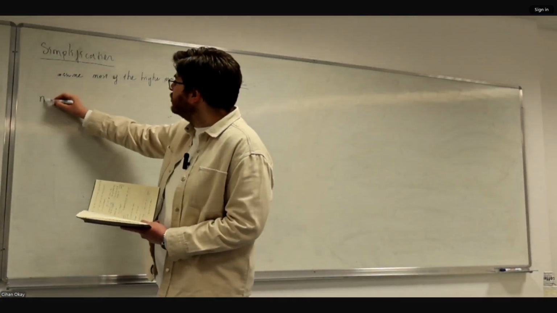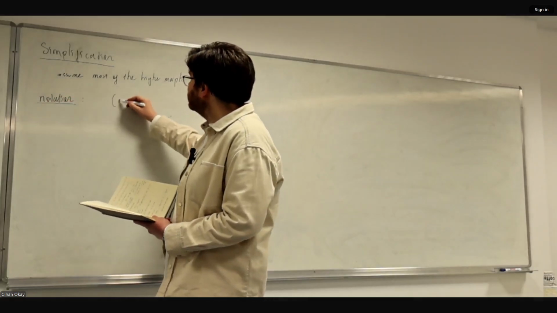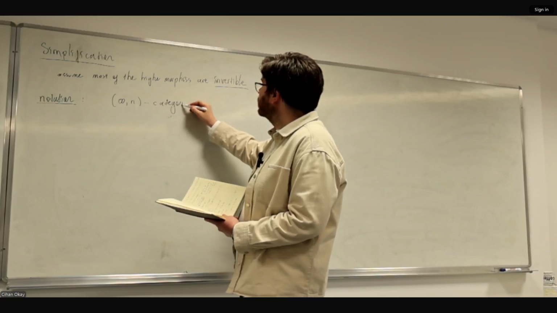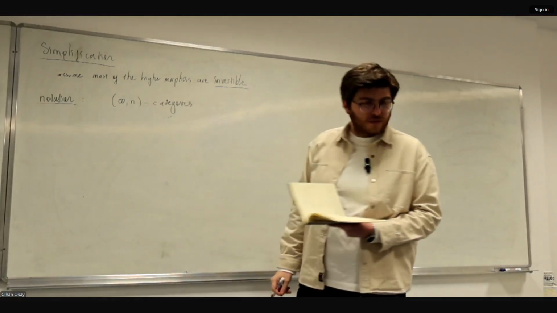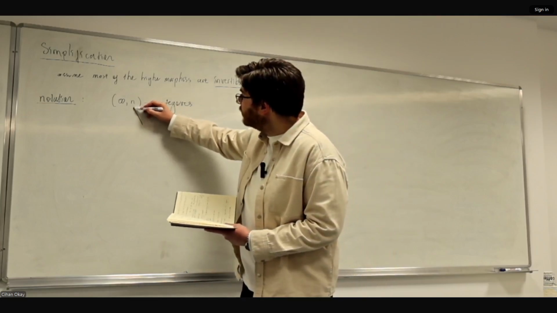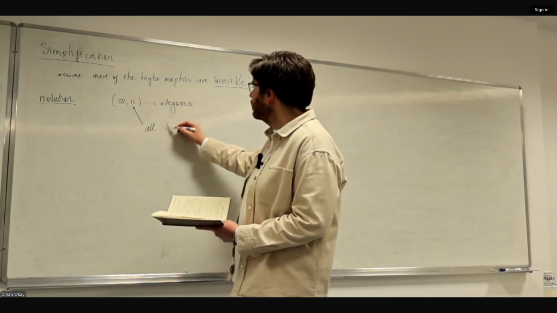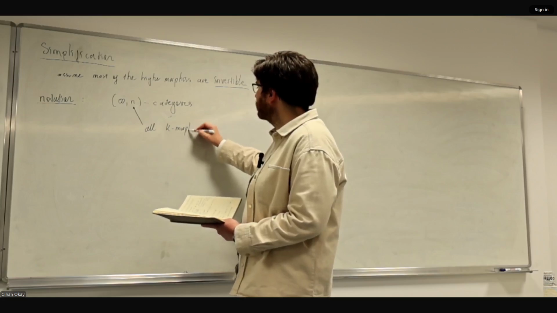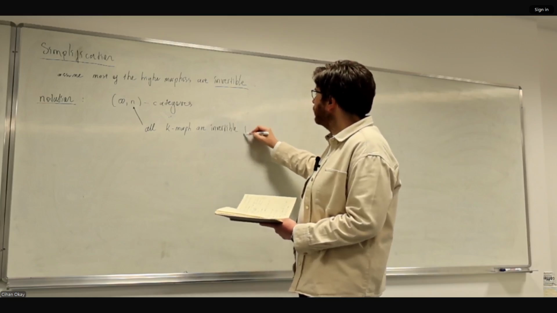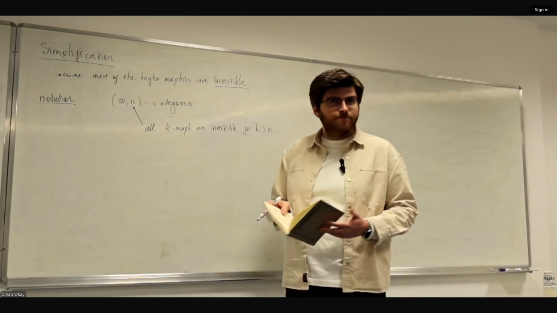So our notation for this situation is (infinity, n)-categories. Okay, so we use this notation, and essentially this n means that, for some n, all k-morphisms are invertible for k greater than n.